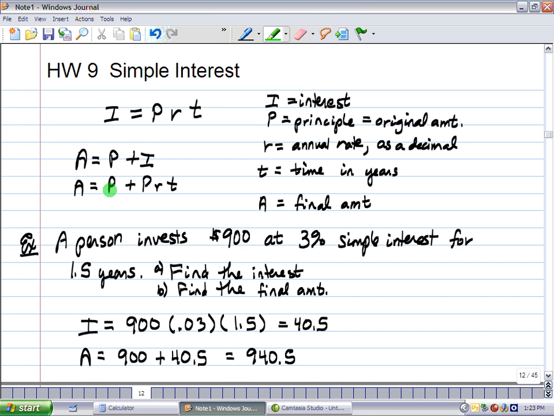So notice I used this formula, the principal plus the interest, which I had found previously, but you could have done it all at once. You could have just said 900 plus 900 times 0.03 times 1.5. So my answer is going to be the amount of interest earned was $40.50, and the amount of money the person had at the end of the 1.5 years is $940.50.